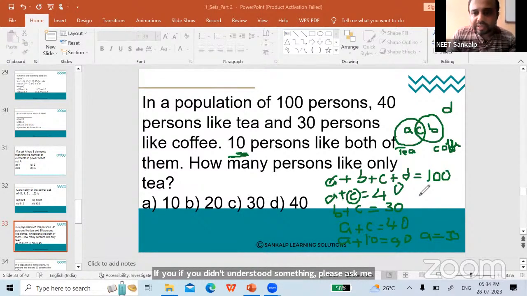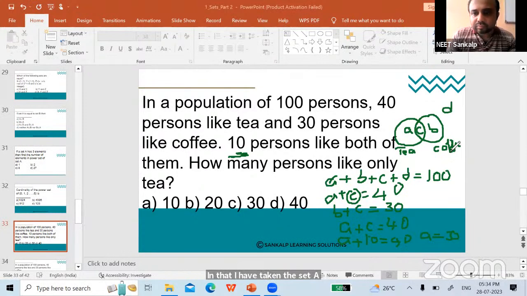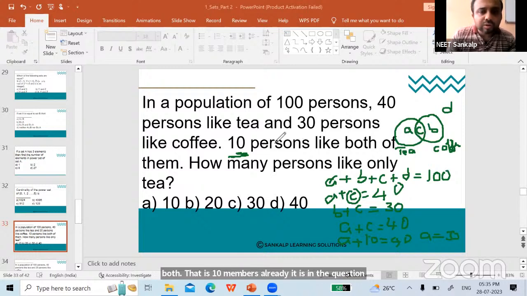So look here. First of all, it is represented by the Venn diagram. In that, I have taken the set A as the members who will drink tea, and set B represents the coffee members. Set C is those who like both. That is 10 members. Already it is mentioned in the question itself. You can see it here in the question.